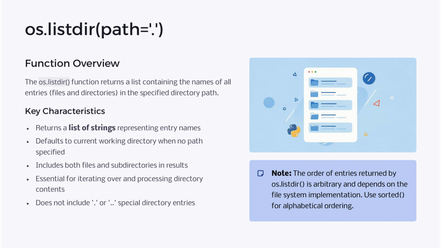The os.listdir function retrieves names of all entries in a directory, including files and subdirectories. It defaults to the current directory if no path is specified. While it excludes dot and dot dot, the order of entries is arbitrary. Use sorted for consistent alphabetical ordering, crucial for processing directory contents efficiently.